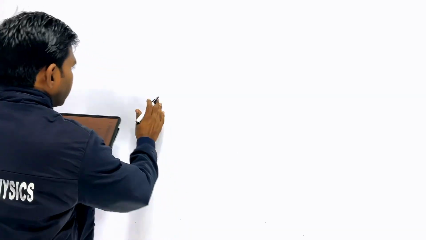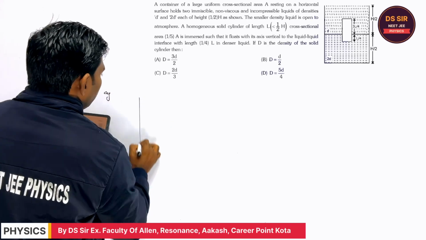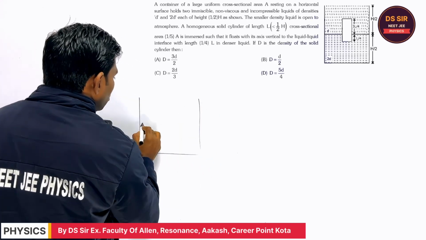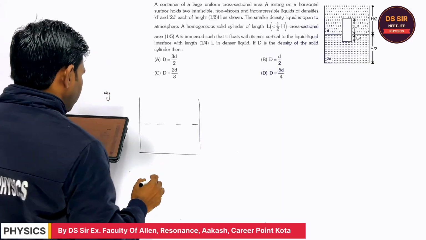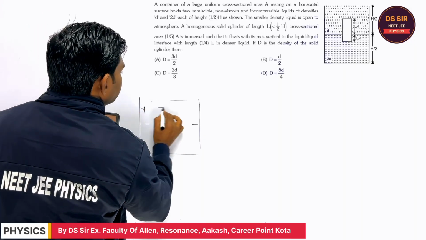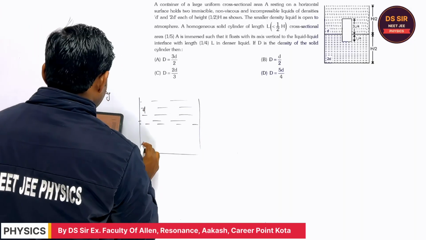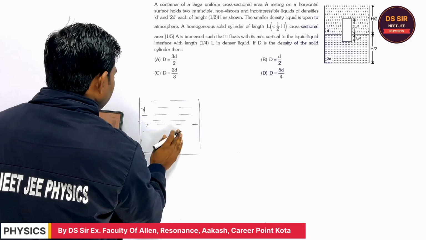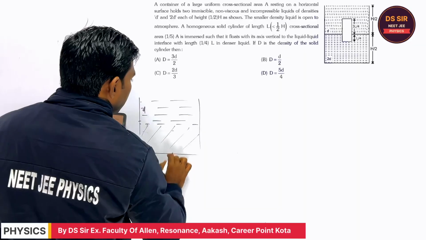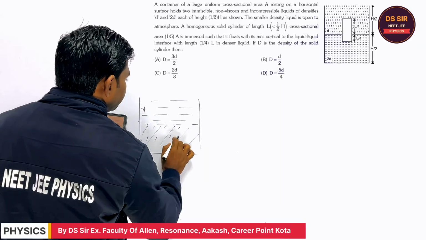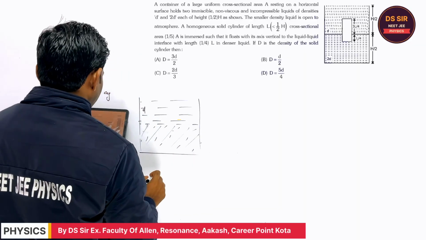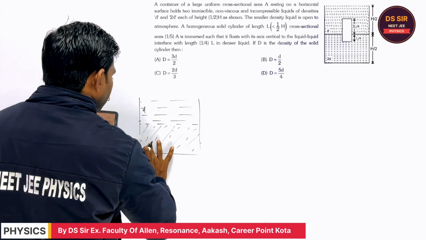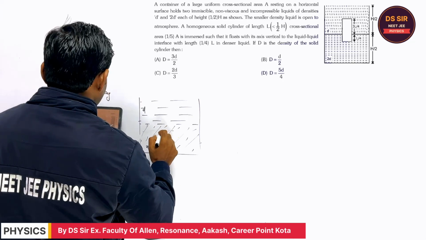So this is the figure, right? In this example, we have two immiscible liquids. The density of this liquid is d, and this is another liquid, and it is 2d, right? This is d and this is 2d.